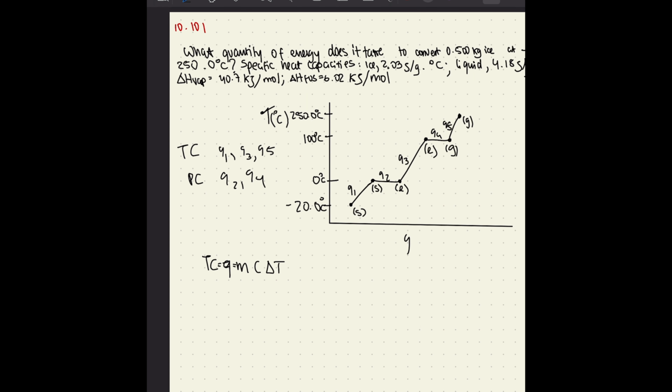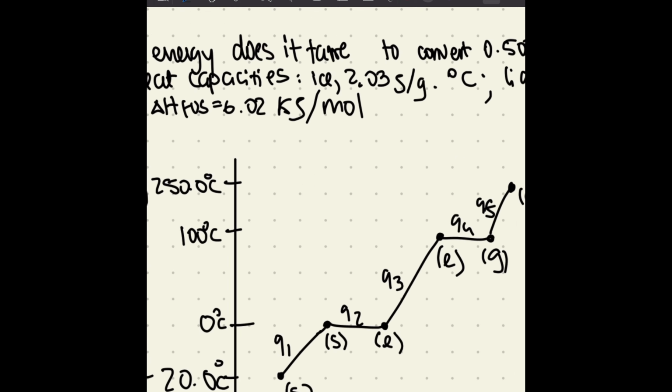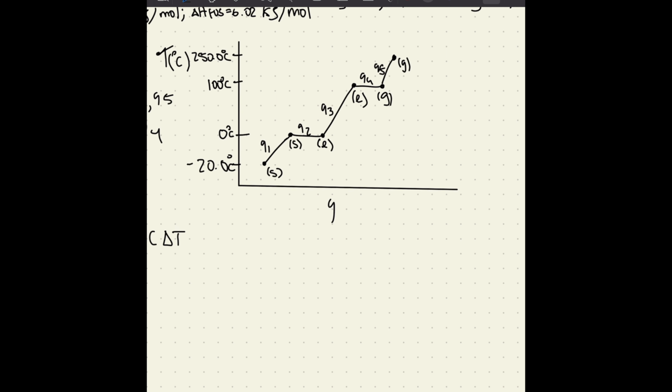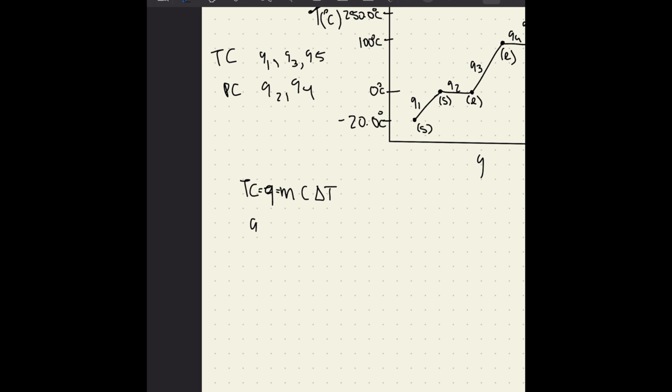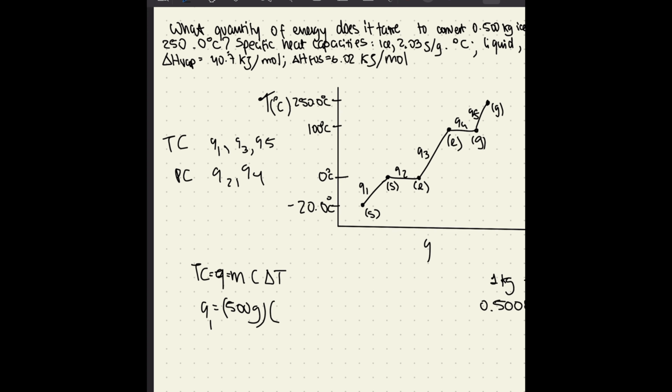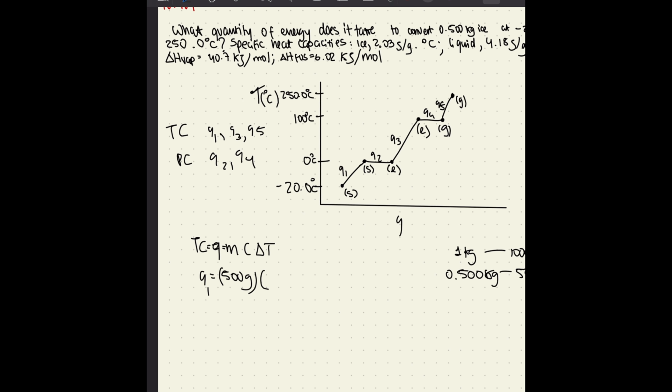So the mass, we have the mass, but as you can see, the C that they give us is in grams. So we need to change that. Okay. So 1 kilogram is equal to 1000 grams, and then 0.5 kilograms is gonna be 500 grams. Okay. So Q1 is gonna be equal to 500 grams, since it's solid ice, all the solids is going to be 2.03 joules per gram Celsius.